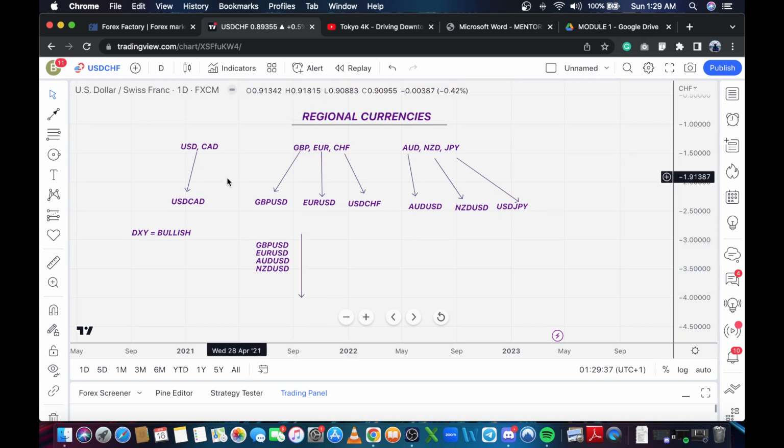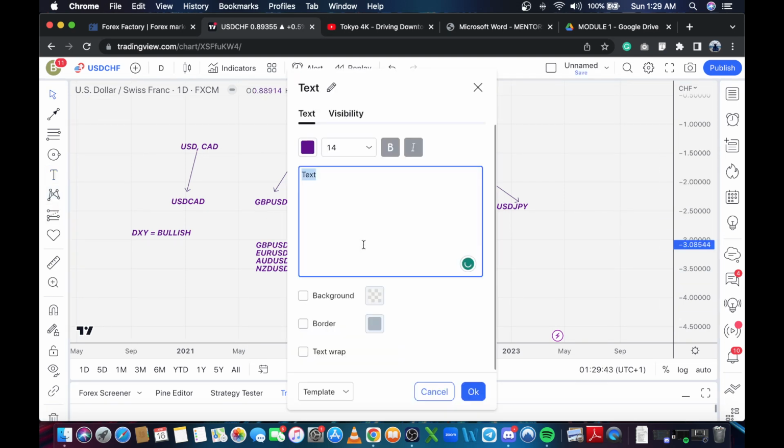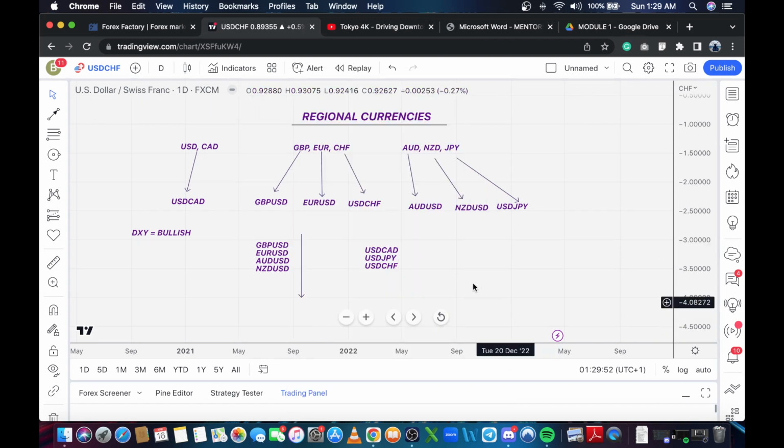Okay, and then for the assets in which dollar is the base currency, we expect them to be bullish. So we're looking at USD/CAD, we're looking at USD/JPY, and we're looking at USD/CHF. Okay, so if dollar is bullish, we expect USD/CAD, USD/CHF, USD/JPY to be bullish because the base currency is dollar. So the value of dollar is increasing against that of the currency. So this is the correlation. So when we talk about correlation, this is what we'll talk about.